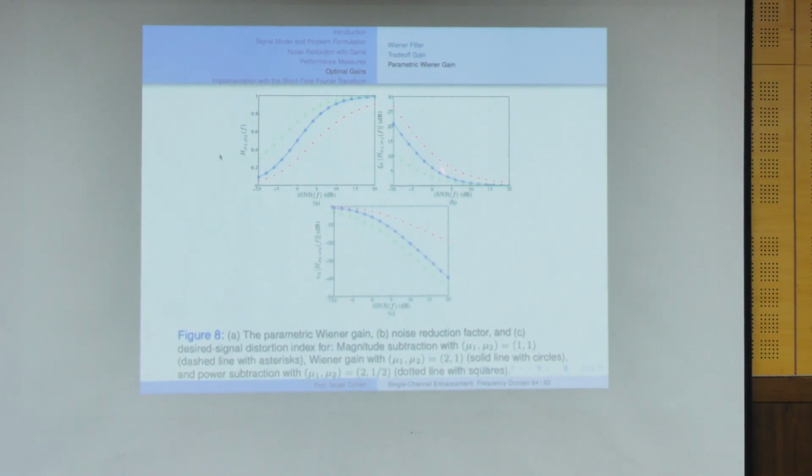So when the gain is lower, you have higher noise reduction. More noise is reduced. But then the distortion is also higher. The more noise that you suppress, the more distortion. So with the magnitude subtraction, you reduce more noise, but the distortion is also the highest. The Wiener is in between, and the power subtraction reduces less noise, but it also involves less distortion of the desired signal. Questions?